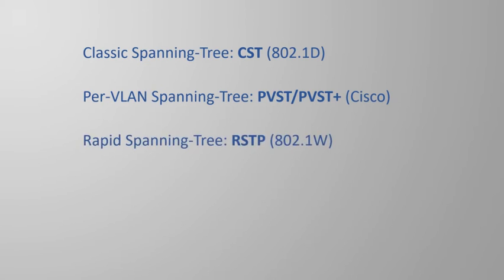The next standard to come along was Rapid Spanning Tree, or 802.1w. This was standards-based, so all vendors could use it. This standard still treats all VLANs the same, like classic spanning tree does, but it changes the way the port states work as well as their timers. It no longer takes 50 seconds to bring switch-to-switch links up.